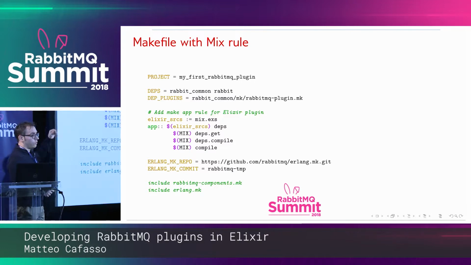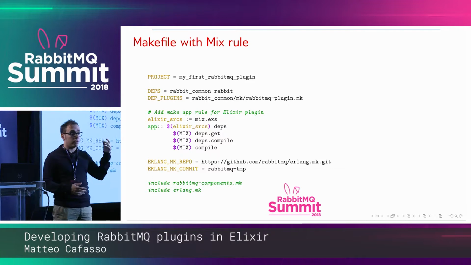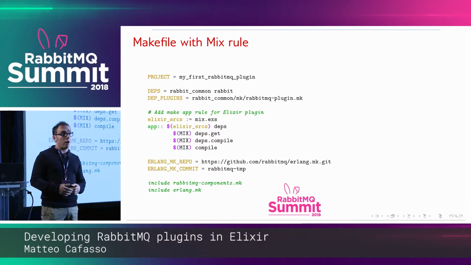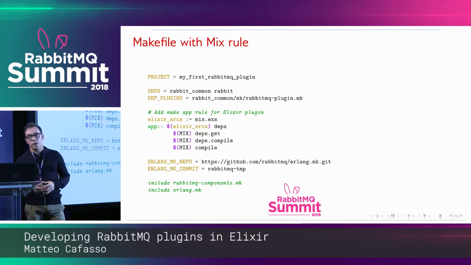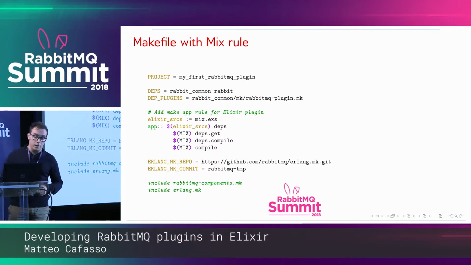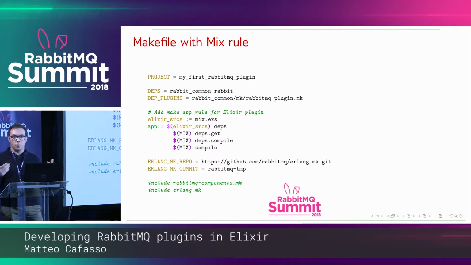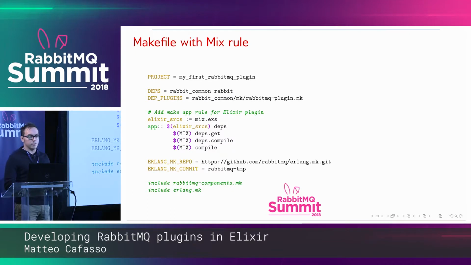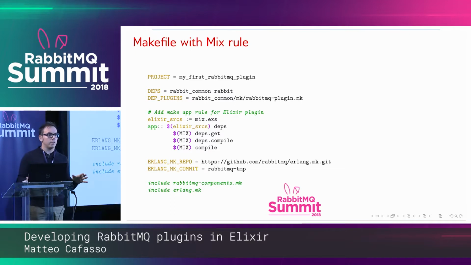The only thing which changes is in the middle, we add an app rule, and in there we call the mix command. So mix deps.get will actually fetch all the dependencies, ignoring Rabbit's one, and then deps.compile will do the same. It compiles them, skipping Rabbit dependencies, and compile eventually compiles our application. So also with Elixir, we're done with the bureaucracy.